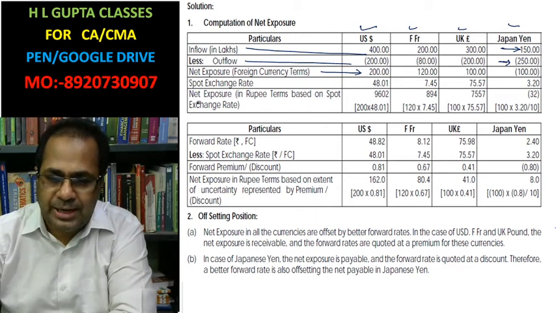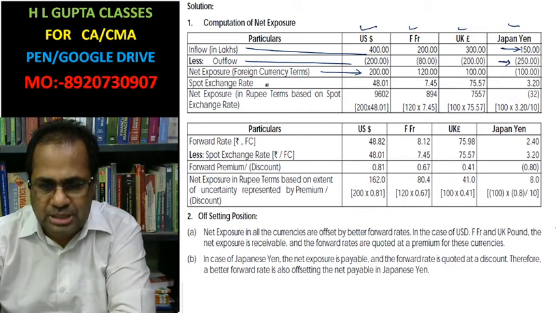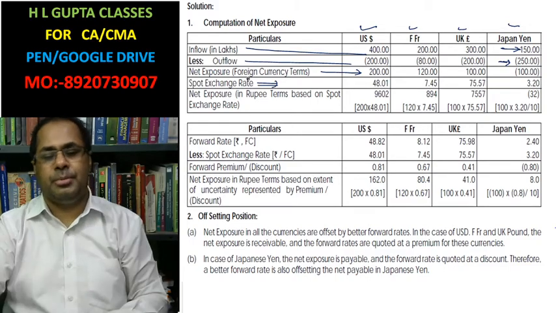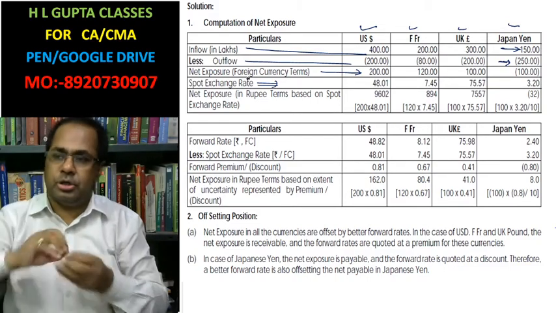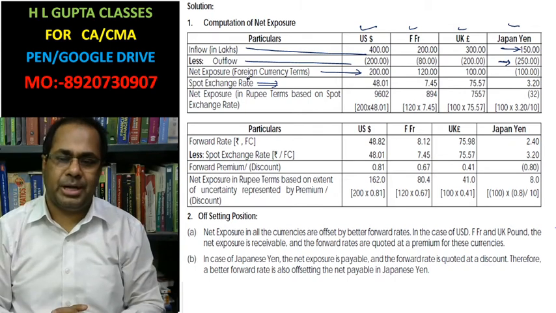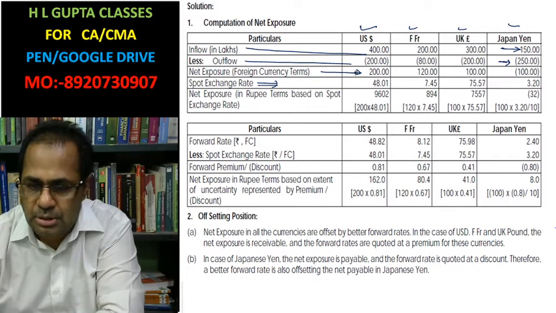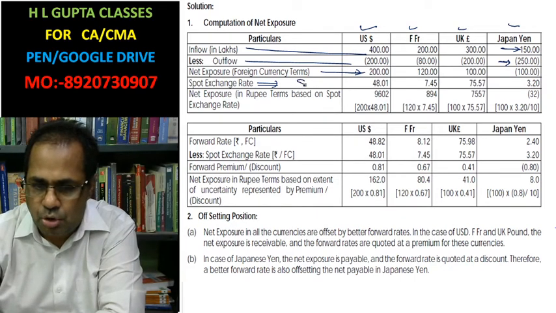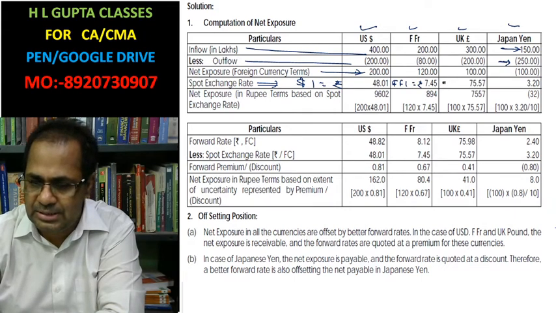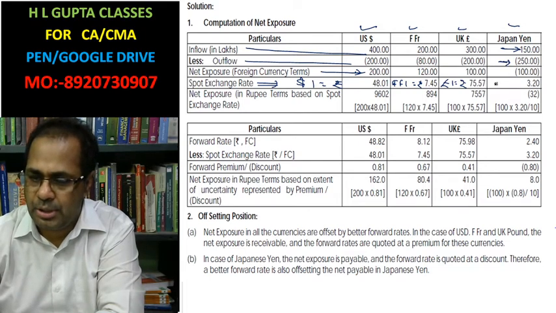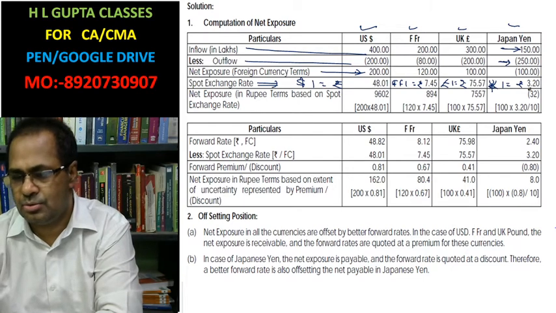Now for the export exchange rate, the spot rate is taken, which means you are going to receive at spot, not in future. That's why the spot rate is applied. You receive these amounts, with $1 equal to so many rupees, French franc 1 equal to rupees, pound 1 equal to rupees, and Japanese yen 1 equal to rupees. I think this is the rate.